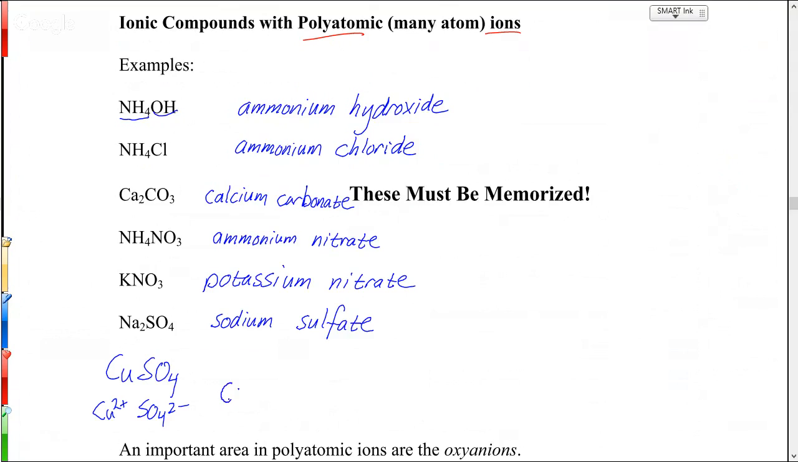So that means that our name here will be copper(II) sulfate. So the technique of naming, the rules of naming stays the same. The only thing that changes is we use the name of the polyatomic ion, and we need to know their charges. All right, let's stop there.